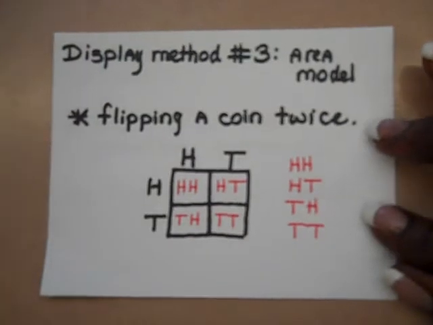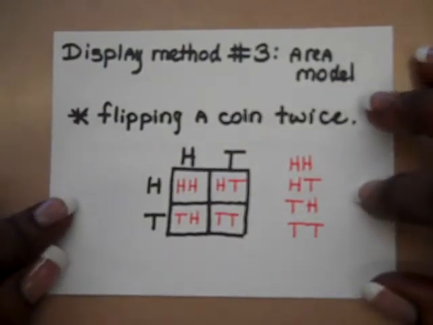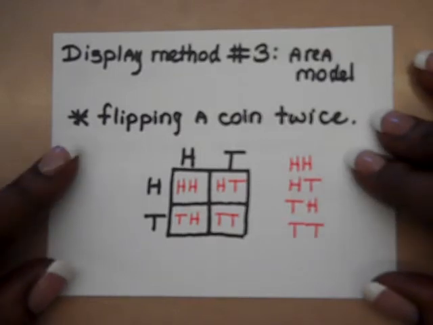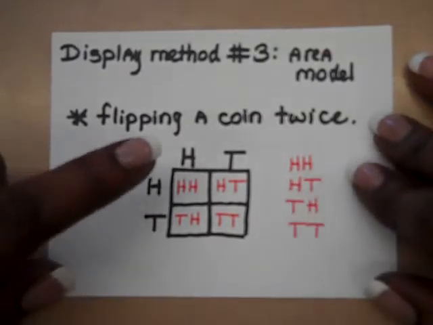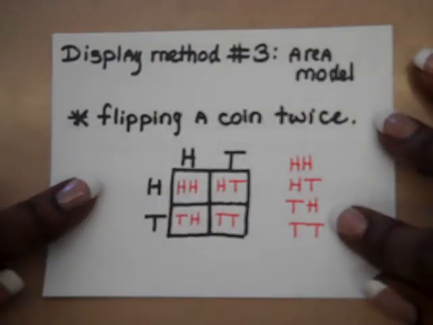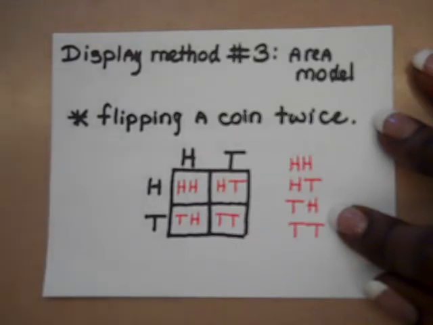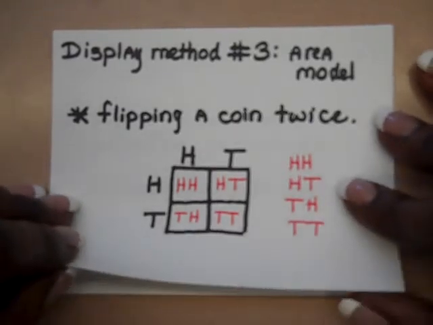The third method that we've discussed as far as displaying outcomes is using an area model to do so. Same situation, but as you can see, I have broken down this square to show all 4 possible outcomes when flipping a coin 2 times. So regardless of the method, you still have 4 outcomes displayed.